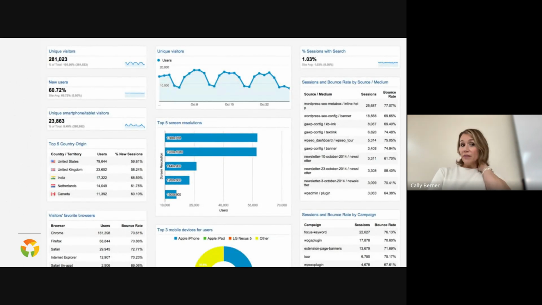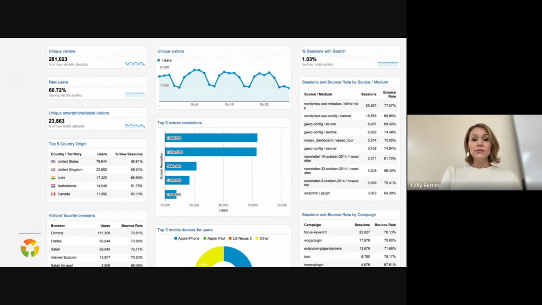This is just a quick view of what a dashboard might look like that's collecting analytics. You can see up here, there are 281,000 unique visitors. New users account for about 60% of traffic, so that's not bad. People accessing your site from a smartphone or a tablet is only about 23,000 in this scenario. And then we've got the country of origin. The majority are from the United States, but there are several people coming to us from other countries.